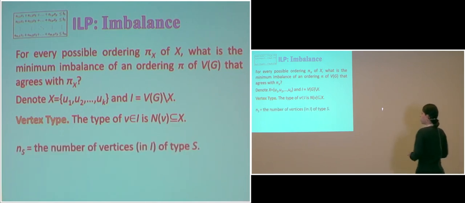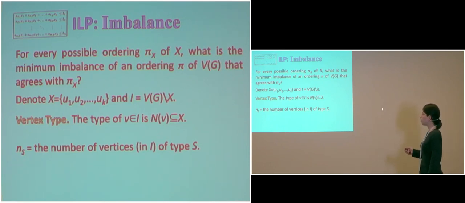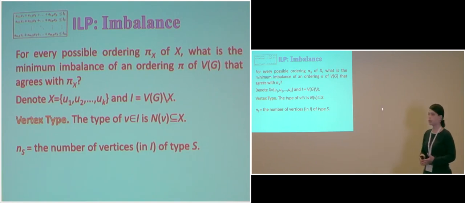And now, like we had N_T previously, let us have a similar notation, N_S. These are the number of vertices in I of type S. Previously, we had the number of columns of type T. Now we have the number of vertices of type S.